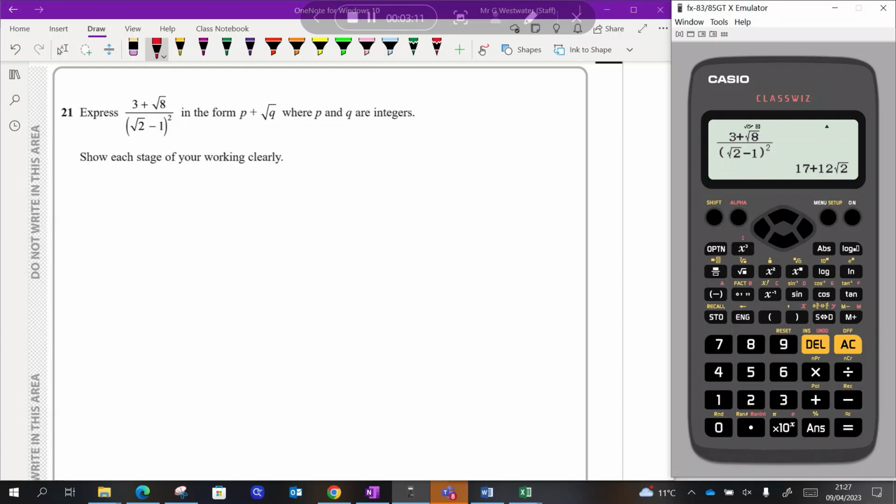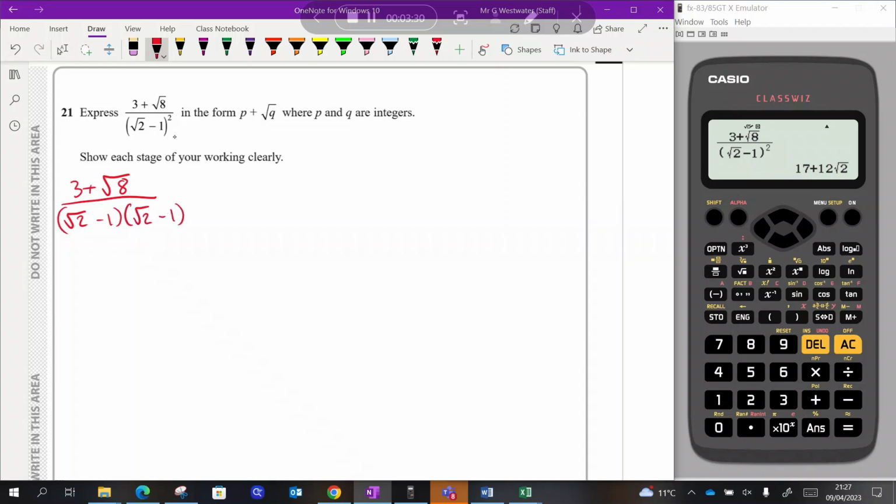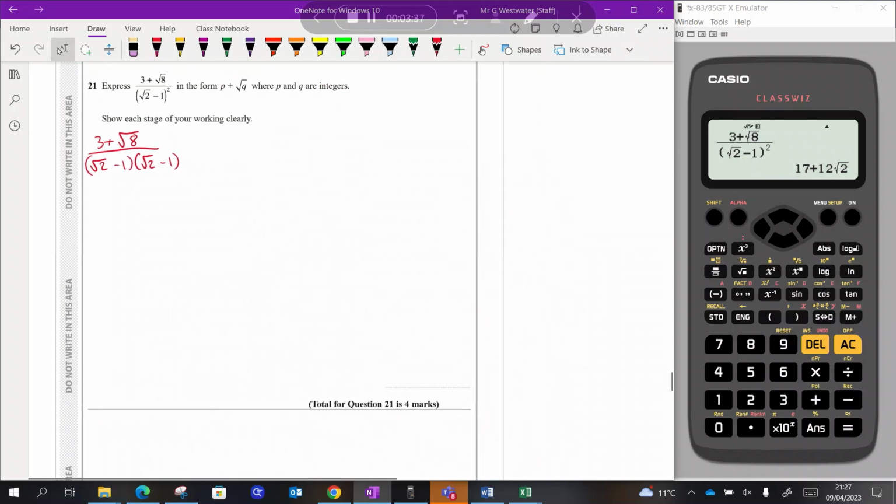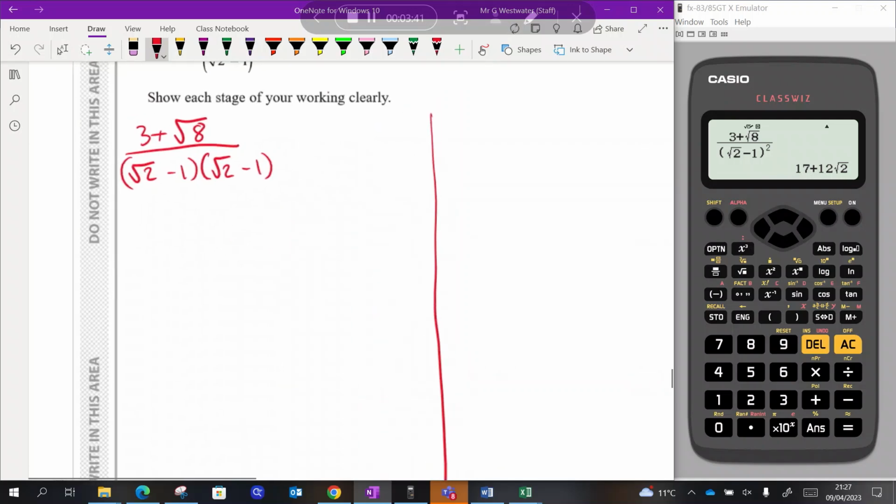Although we need to tweak this slightly because q here is not a whole surd, but we'll approach that bridge when we get there. So first things first, it's a show that, I'm going to start by saying 3 plus root 8 over root 2 minus 1 times root 2 minus 1. Double bracket it to show I understand what's going on. Now I probably will need a bit more space, so I'm going to draw a line down the middle and see where we go from here.